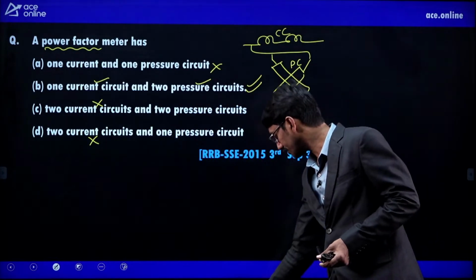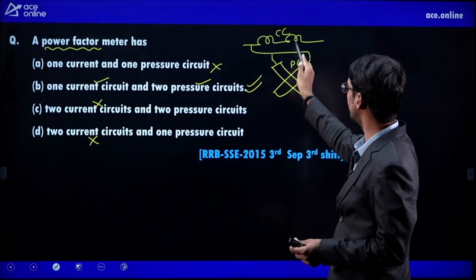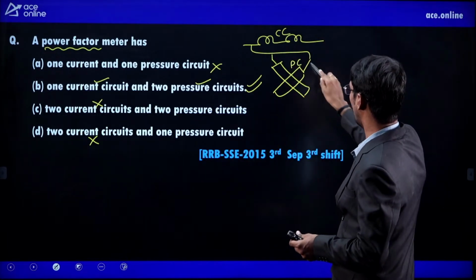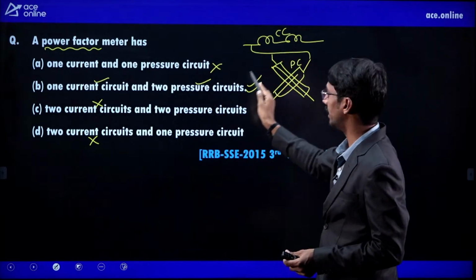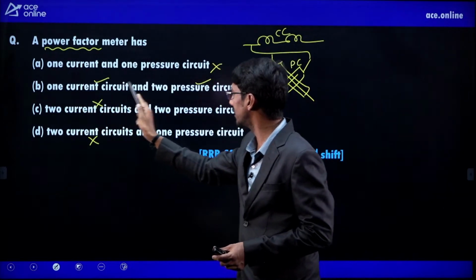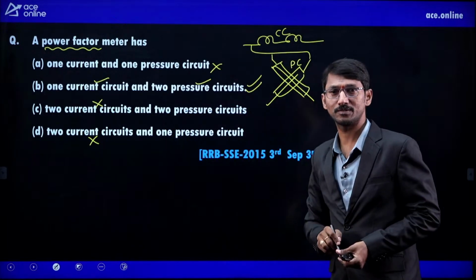In the power factor meter, this is a simple idea. The potential coil has two circuits like this, and the current coil has only one. Therefore, one current circuit and two pressure circuits.